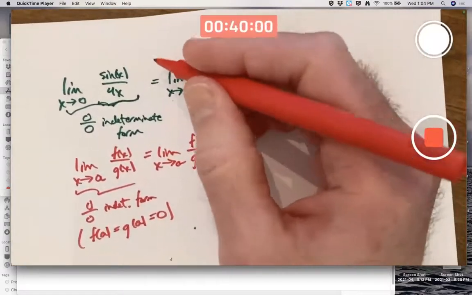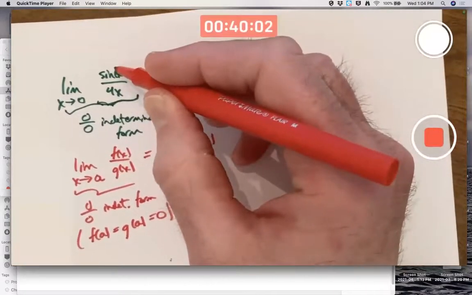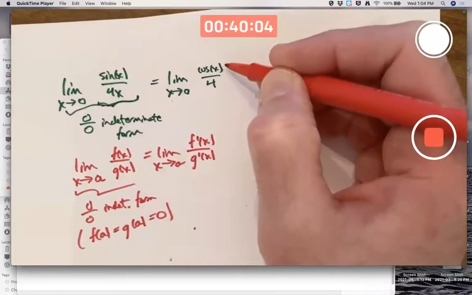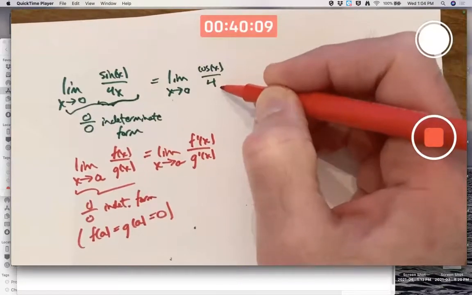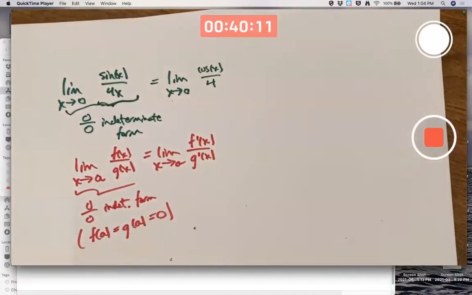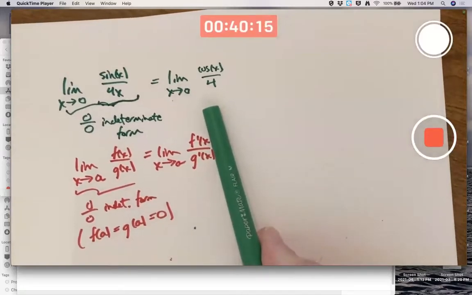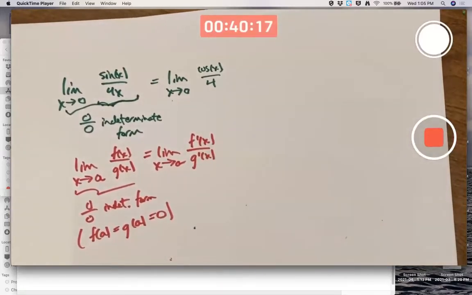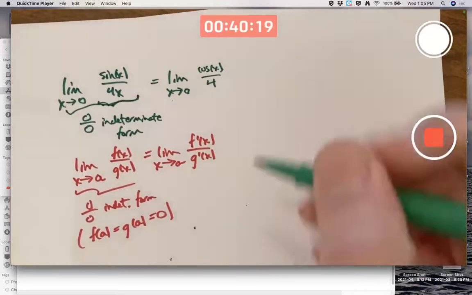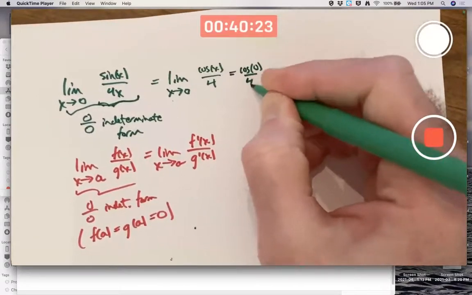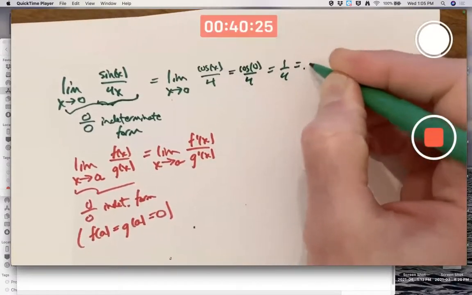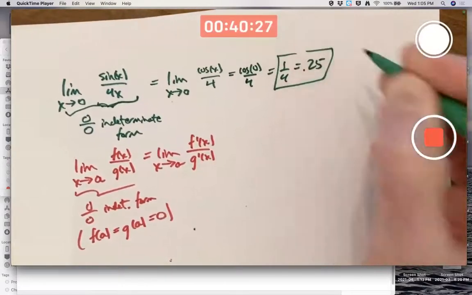So is it clear what I did? This is my f of x. F of x is sine of x. The derivative of that is cosine of x. This is my g of x. G of x is 4x. Its derivative is 4. But now, this is a limit that's easy to compute because you're not dividing by 0. You can plug in, this is continuous everywhere. You can plug in 0, get cosine of 0 over 4, which is 1/4 or 0.25. There we go. There's the answer.